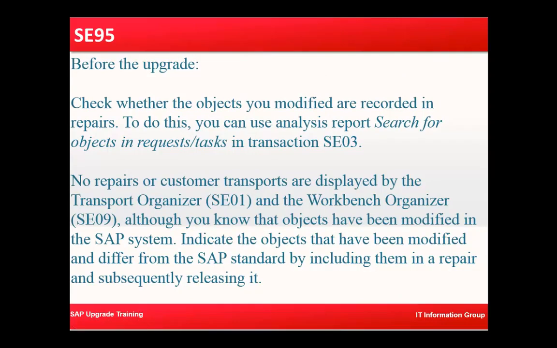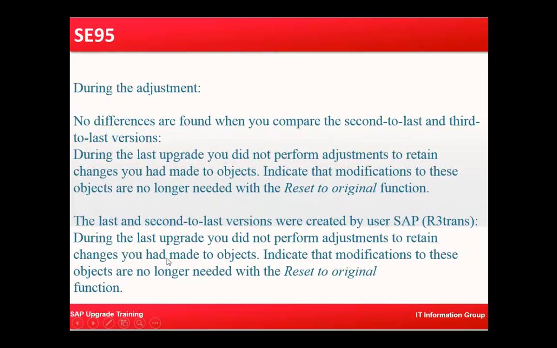So before the upgrade, check whether the objects you have modified are recorded in repairs. To do this, you can use the analysis report, that is search for objects in request or task in transaction SE03. No repairs or customer transports are displayed by the transport organizer SE04 and the workbench organizer, which is SE09, although you know that objects have been modified in the SAP system. Indicate the objects that have been modified and differ from the SAP standard by including them in a repair and subsequently releasing it.